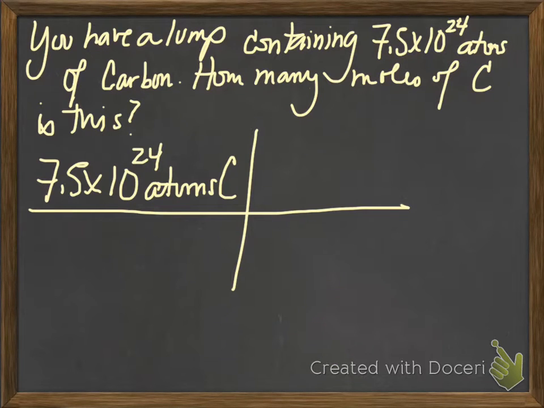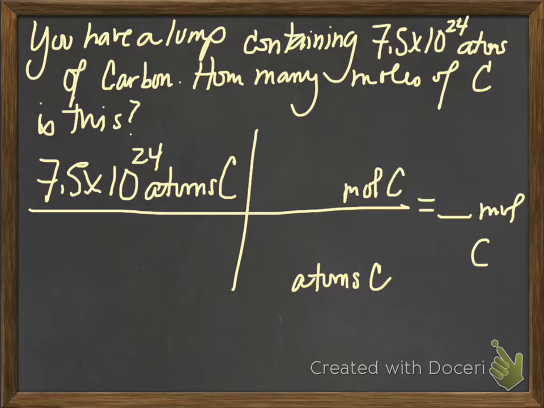As always, our given goes in the first box. What units and chemical will go in the next box on the bottom to cancel? That's right, atoms of carbon. And we want to end up in moles of carbon. So what units and chemical will go on the top for our final step? Moles of carbon, you got it.